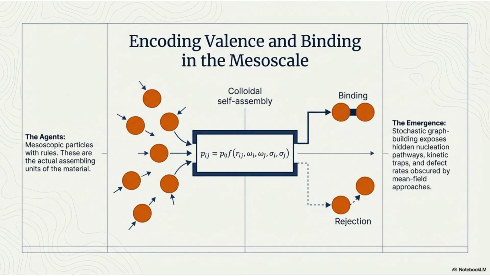ABM enables encoding valence and binding at the mesoscale. Mesoscopic particles are the actual assembling units. Stochastic graph building exposes hidden nucleation pathways, kinetic traps, and defect rates that mean field approaches often obscure.